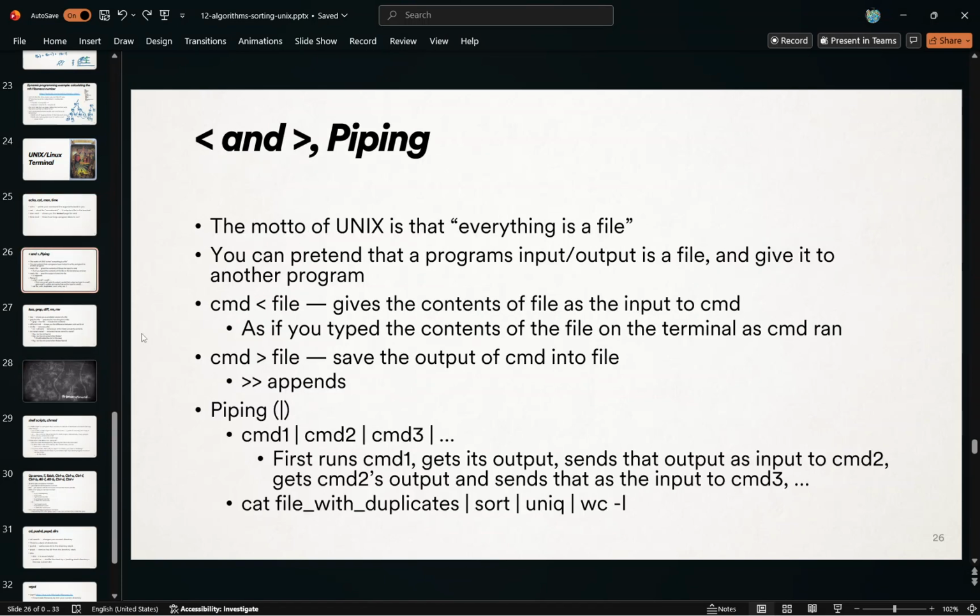Here's where things get fun. We can do less than and greater than, and also a thing called piping. So here, let's talk about that.